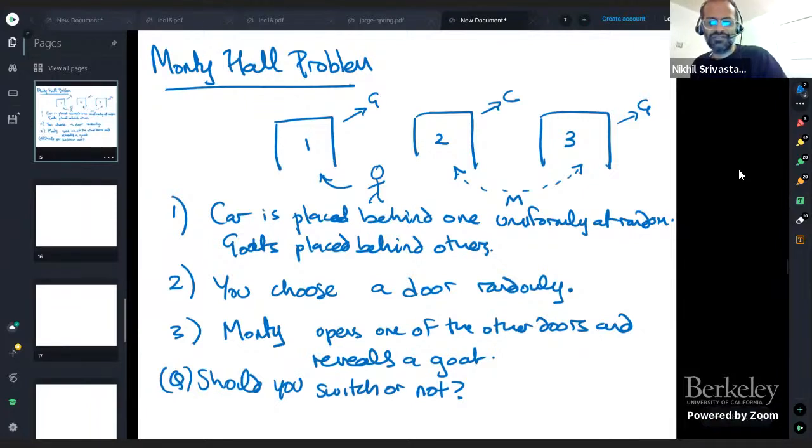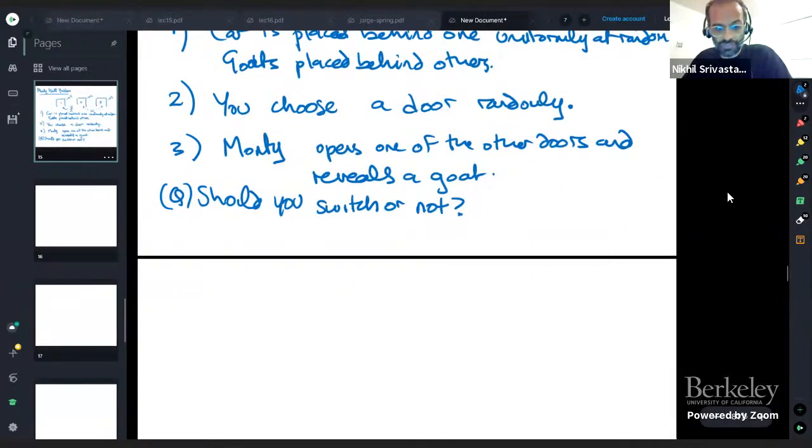So everybody seems to think you should switch, which is very impressive because most people's answer to this is, well, you haven't seen anything, and the car is equally likely to be behind the door you chose and the door you're going to switch to, so it doesn't make a difference. Now, the correct answer is you should switch.